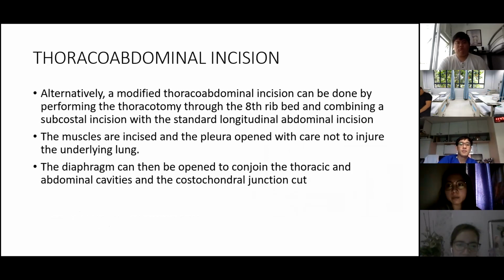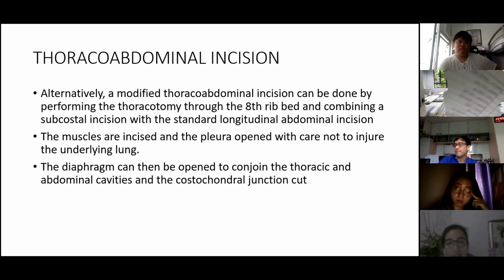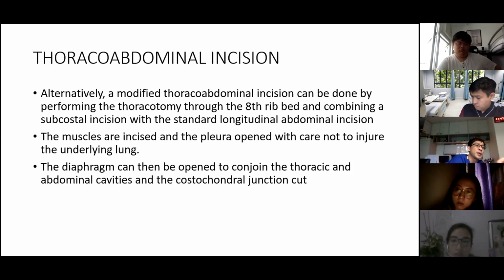Muscles are incised and the pleura opened with care not to injure the underlying lung, because this incision is pretty large and it can affect the other underlying organs. The diaphragm can then be opened to conjoin thoracic and abdominal cavities to the costochondral junction.